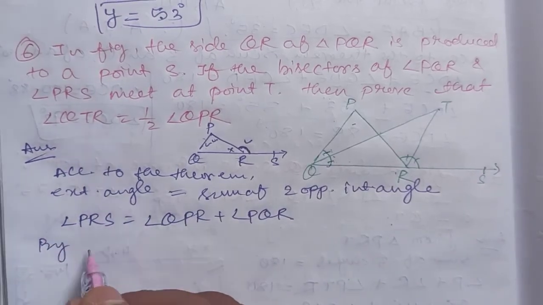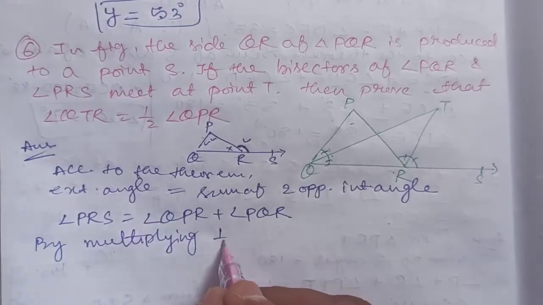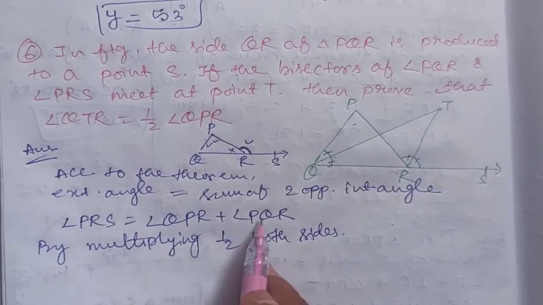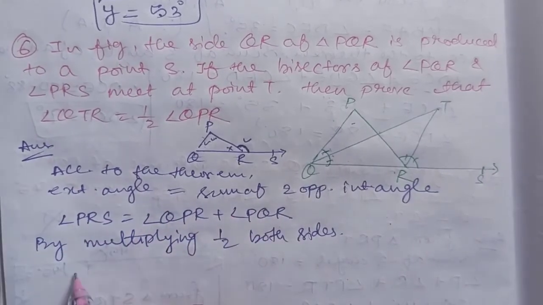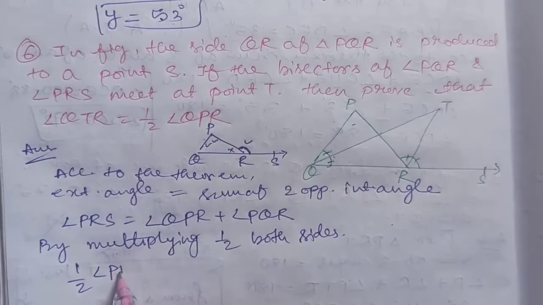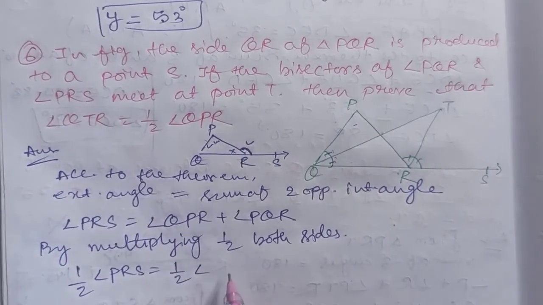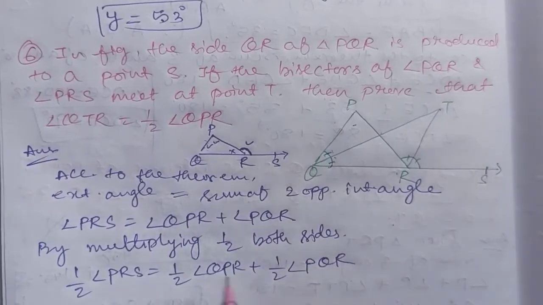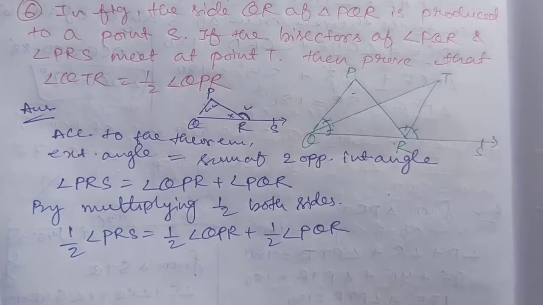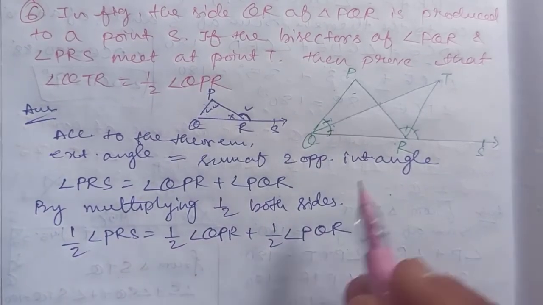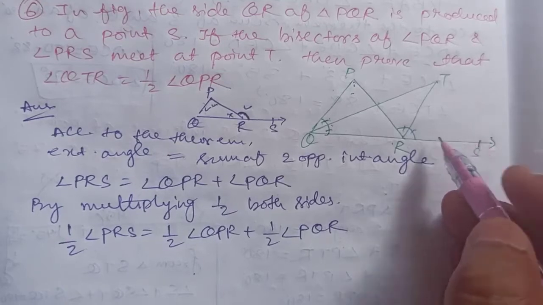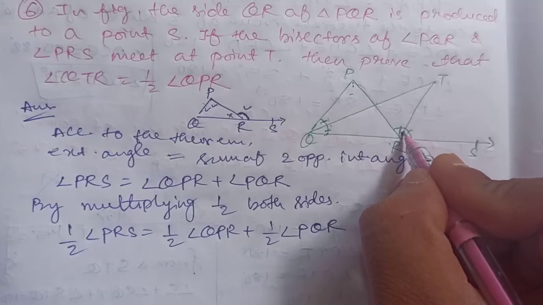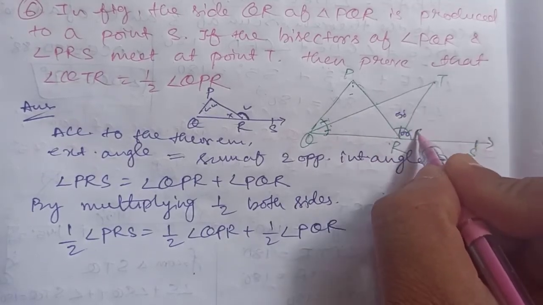Now, by multiplying half on both sides, this is the step you have to remember. You always multiply half to this equation. Why? Because we will get half of angle PRS, half of angle QPR plus half of angle PQR. Everywhere we will multiply half. Now, half of PRS is how much? Suppose this is 100 degrees, half of this is 50.